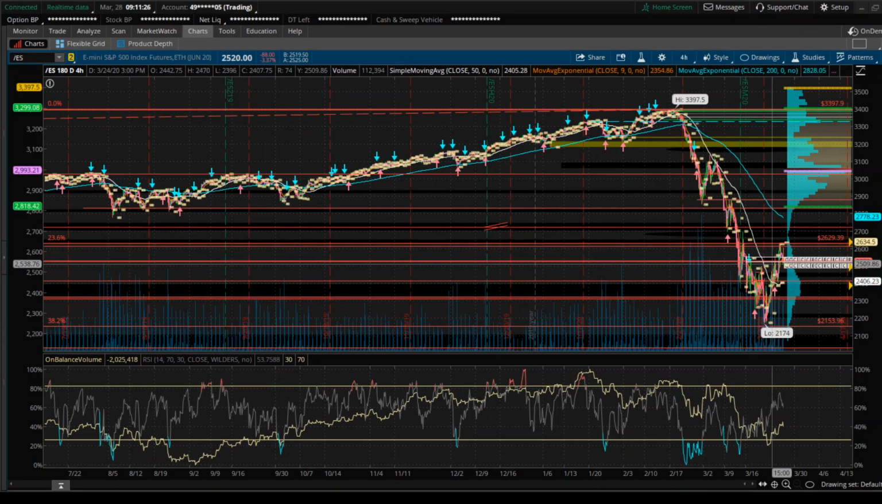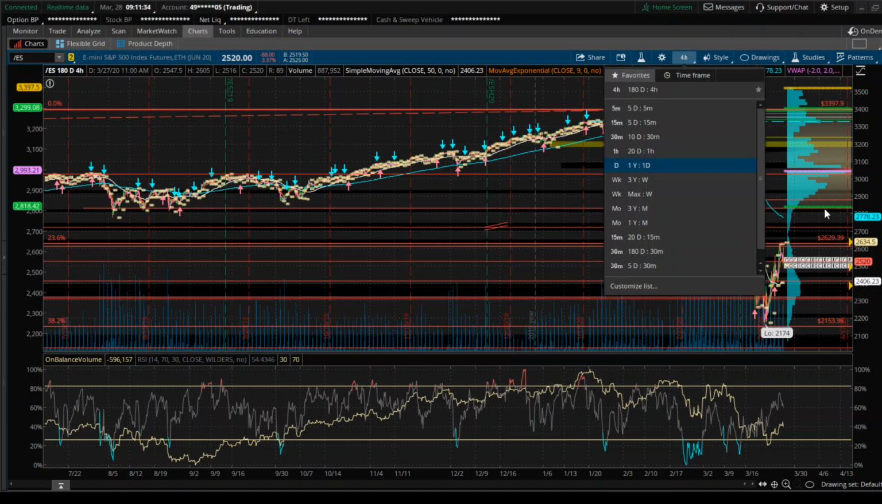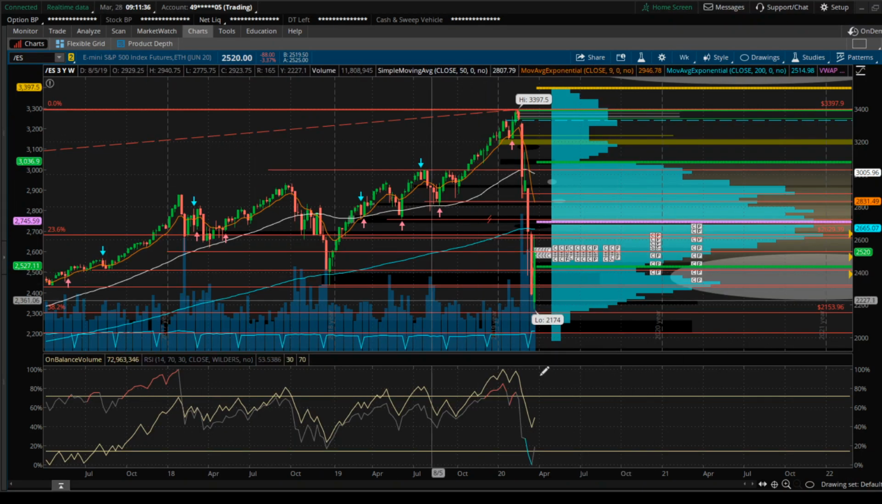This could turn into a V reversal. I'm not overly excited about that possibility yet. Let's just take a quick look at the 3-year chart, and I will show you why.